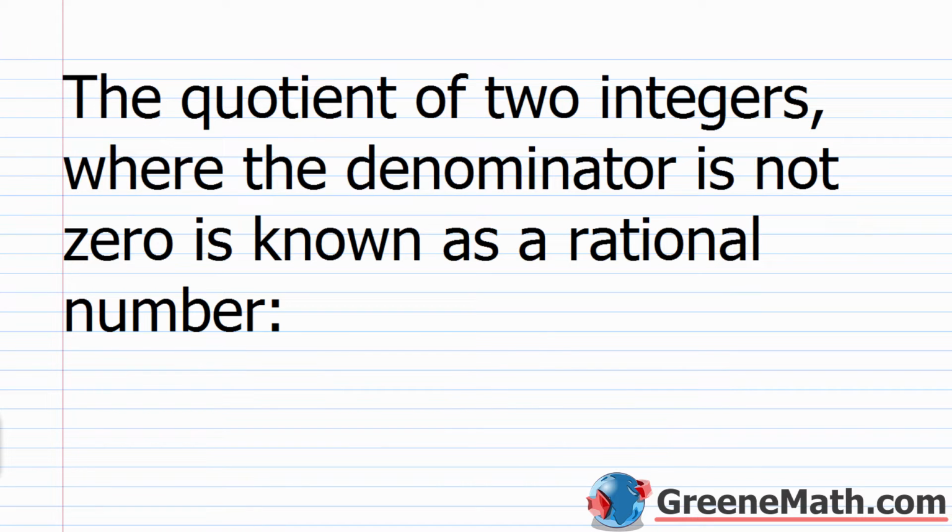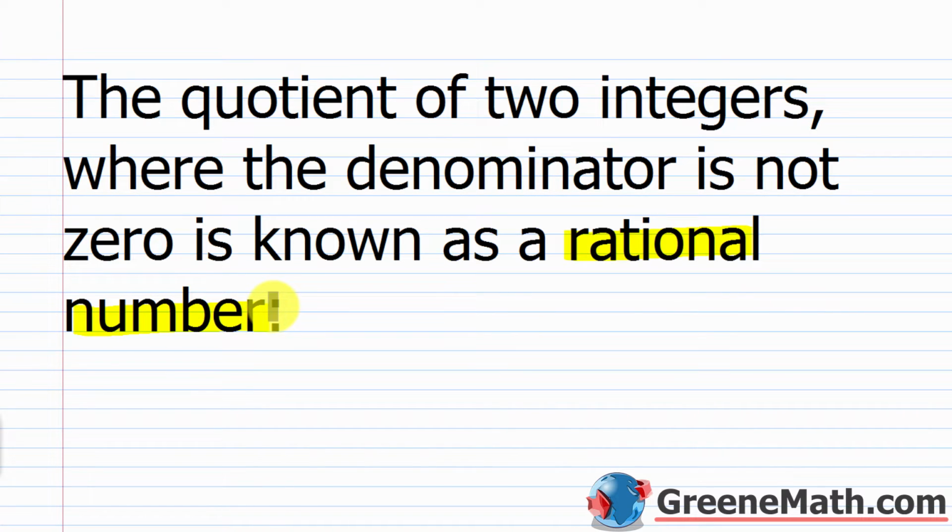All right, so back in pre-algebra, we learned the definition for a whole number and also for an integer. We never really talked about an official definition for a rational number. So the quotient of two integers where the denominator is not 0, because remember, we can never divide by 0, is known as a rational number. Okay, so this is a rational number.